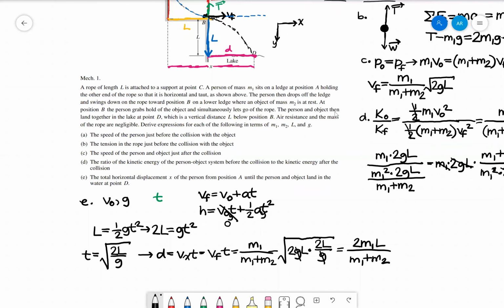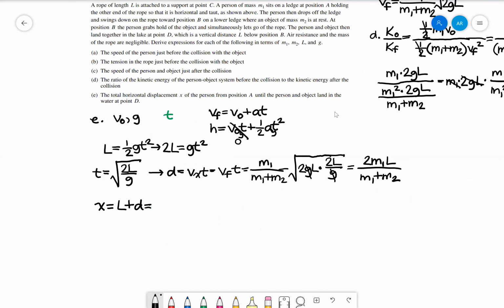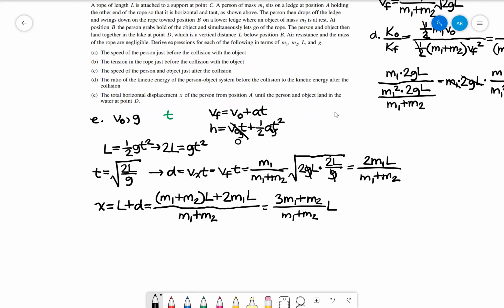So what is our final X? Well, our final X is equal to L plus D. So if we use a common denominator, we have m1 plus m2 times L plus 2m1L over m1 plus m2. And we get our final answer as 3m1 plus m2 over m1 plus m2 times L. That is our final answer.